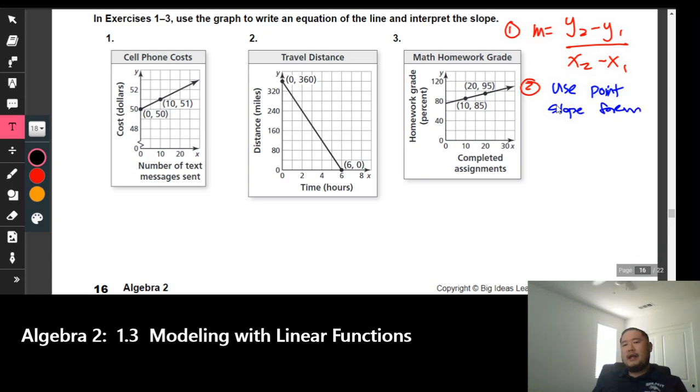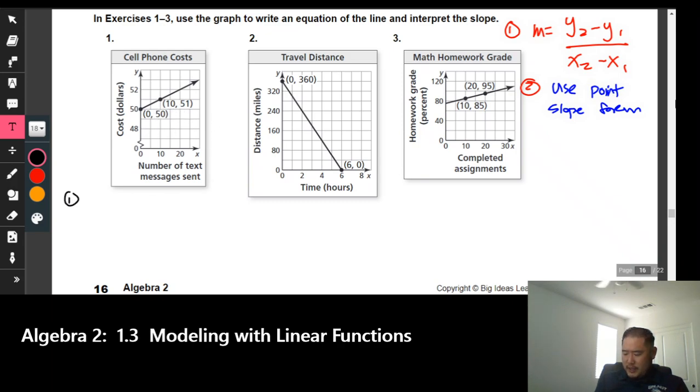So by doing that, all you need to do is plug in the slope that you found in step 1. You plug that into the point slope form equation, and then you take one of the points from the data and you plug it in and you solve for y, and just like that you'll be able to get your equation of the line. So let's take a look right here on number 1. So step 1, let's find the slope.